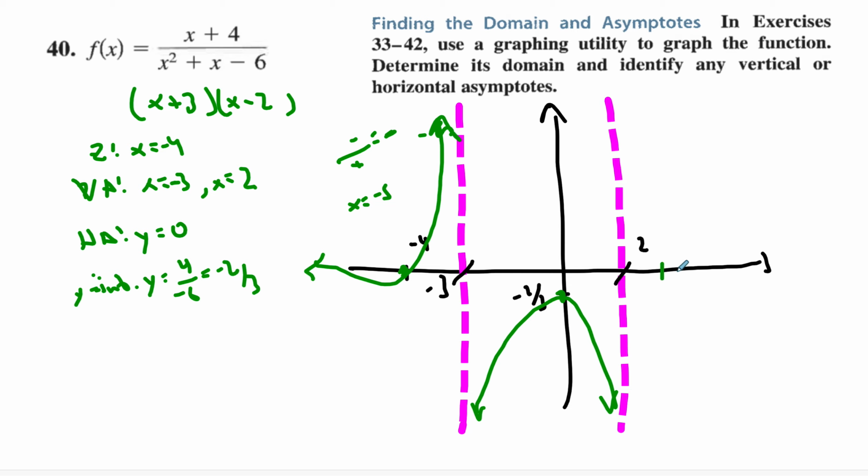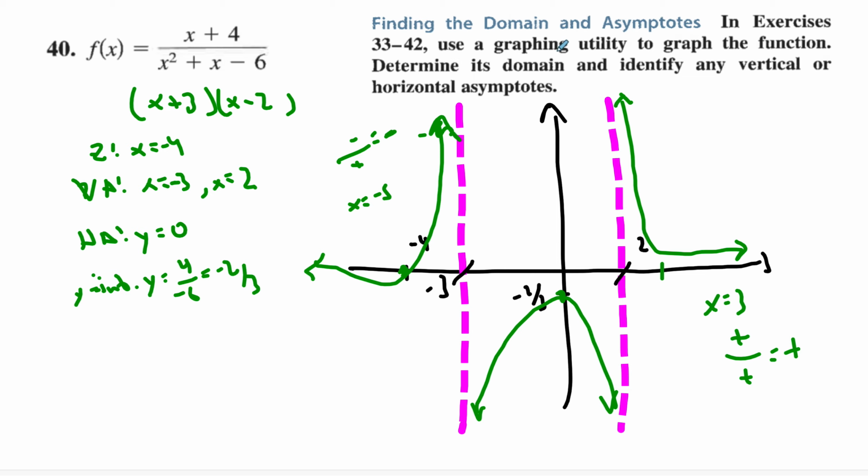So I'm going to plug in x equals 3 and see what happens. 3 plus 4 is positive. 3 squared is 9, plus 3 is 12, minus 6 is still positive. So it's positive, which means it's all above the axis at 3, which means it's going to come down here and exhibit that sort of asymptotic behavior.